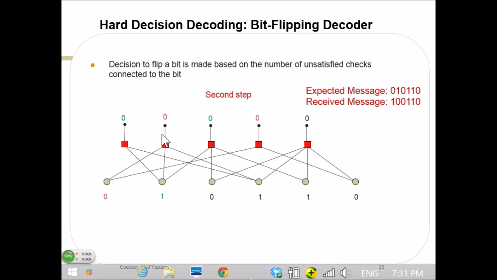Just a real quick question. What do you call that type of decoding? This is a bit flipping decoder. This is a very crude decoder. This is not what we use. This is to give an idea. It's good to know the names.